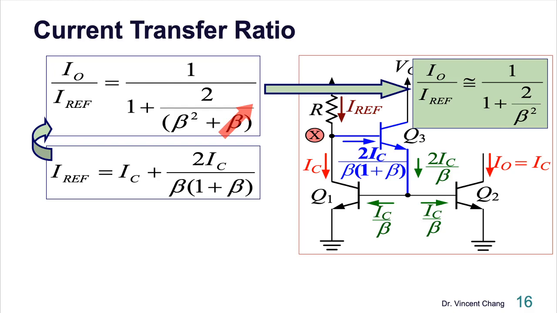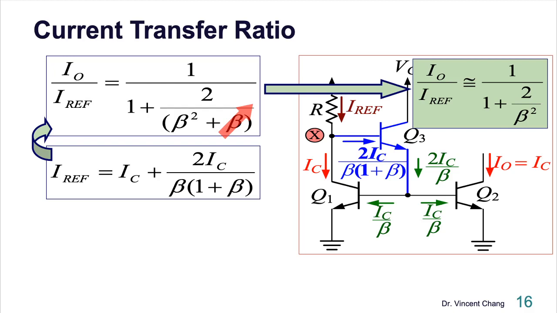Current transfer ratio. So what's the concept behind this? Base compensated. Use the third bipolar transistor, Q3, and send the error current to Q3 and suppress the error current, to compensate the error, base current compensation. That's the concept behind this.